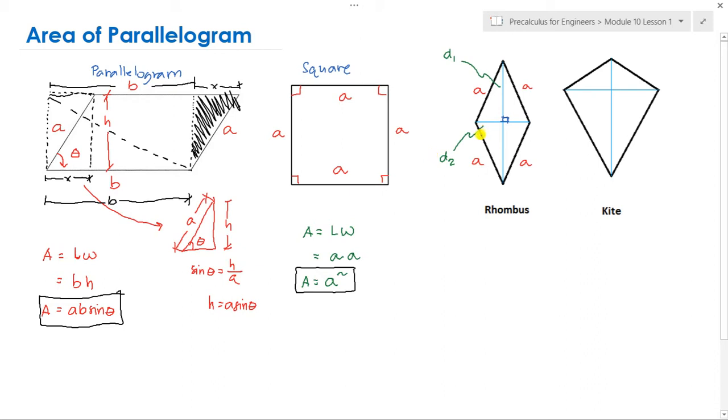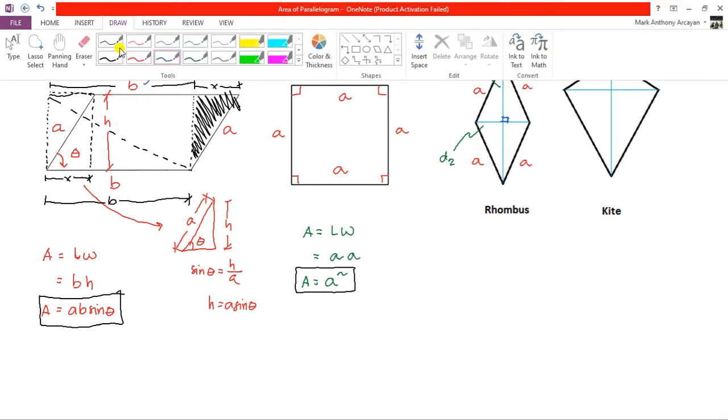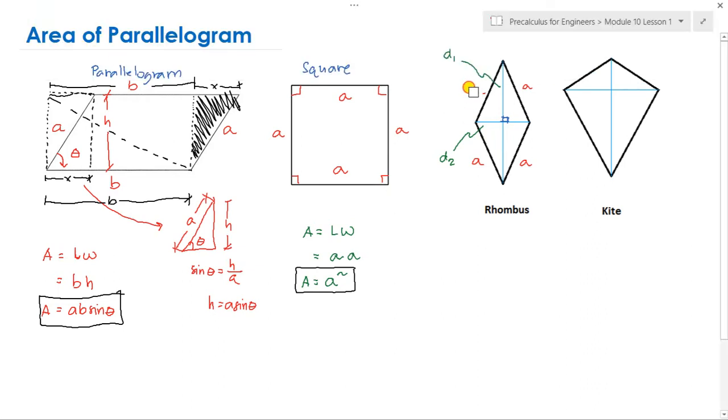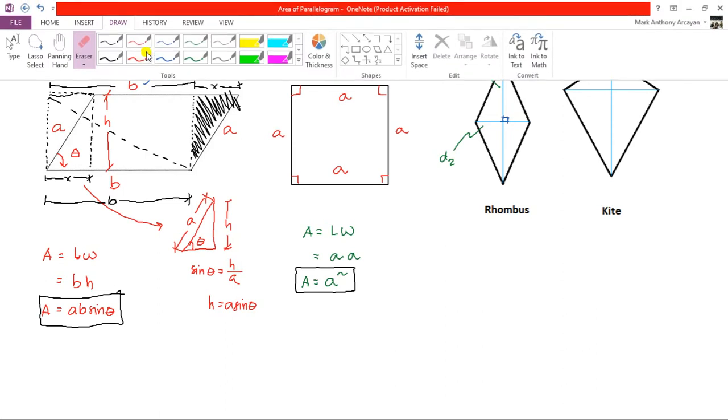if given the diagonals of a rhombus, only the diagonals are given, meaning there are no sides A. I mean, sides A, so I erased it. Well anyways, in a rhombus all sides are equal. What if in the problem only its diagonals D1 and D2 are given? So what is the formula for its area?